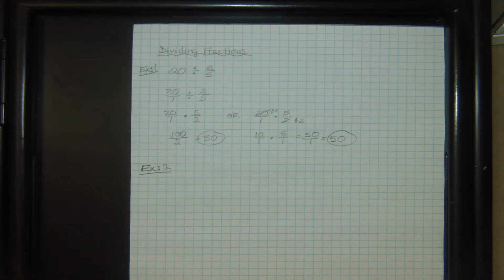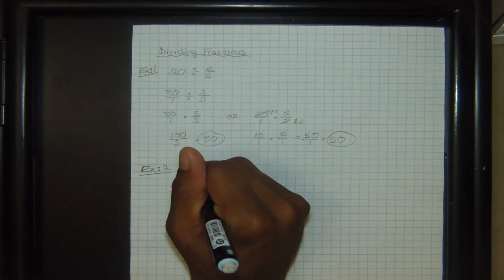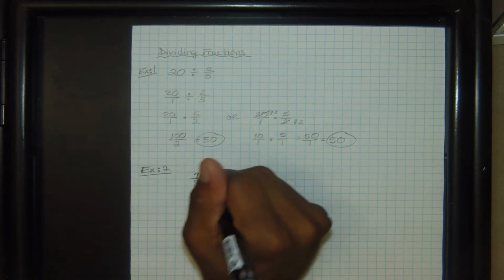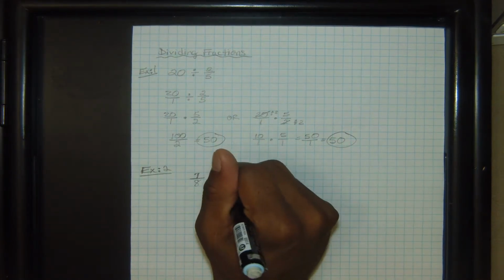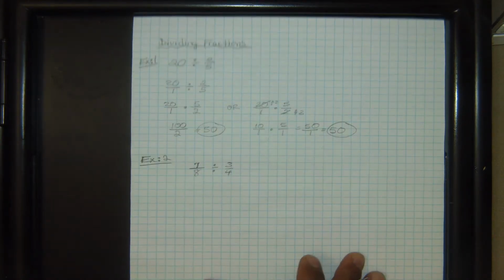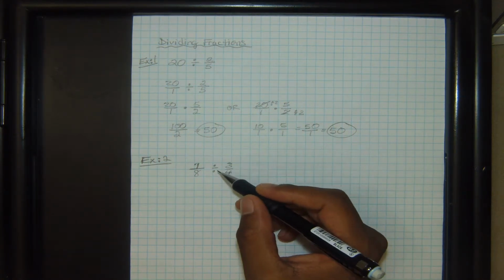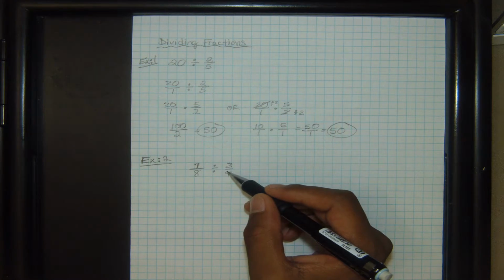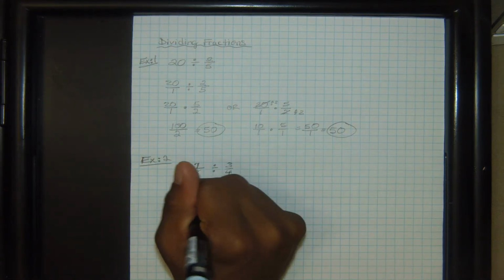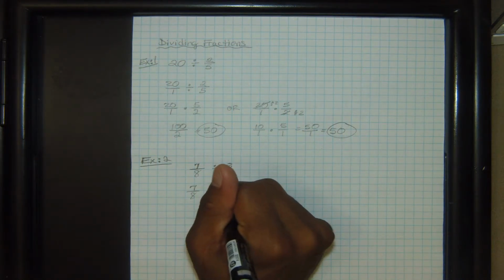Now let's say we had 7/8 divided by 3/4. Okay, once again, the main thing to do here is to make sure that we change division to multiplication and we flip the second fraction. The first fraction stays the same. So this would be 7/8 times 4/3.